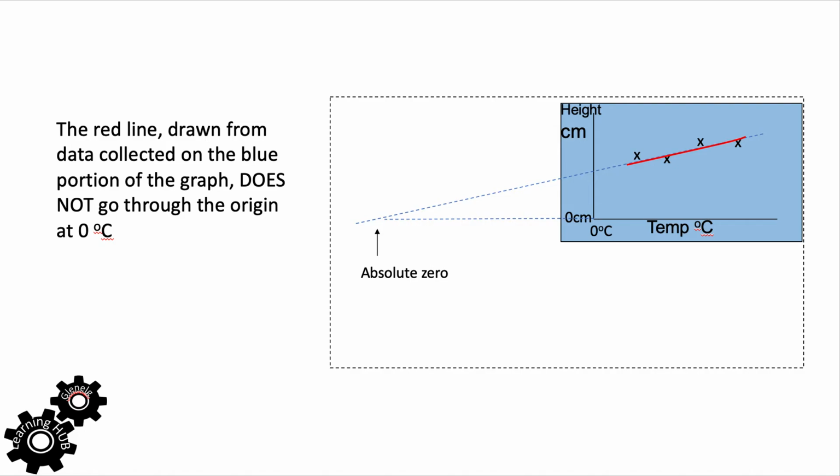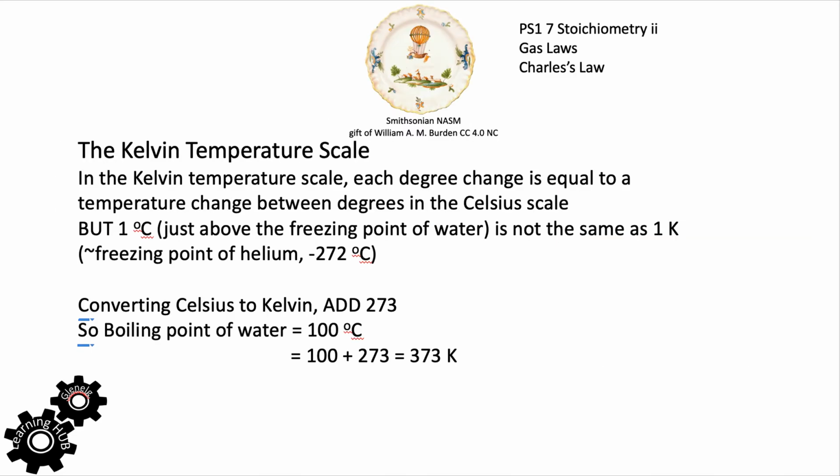So the height is not proportional to the Celsius temperature again, but going back to the Kelvin scale, yes it is. And a little aside here about the Kelvin temperature scale. Each degree change is equal to a temperature change in degrees Celsius, but the actual value of the readings, they're not the same.